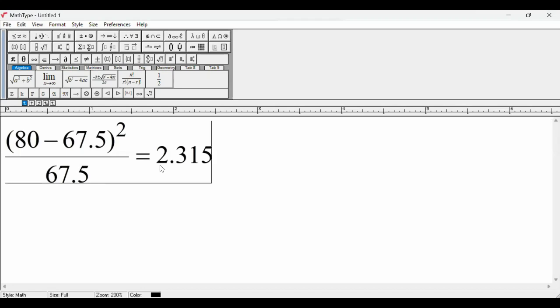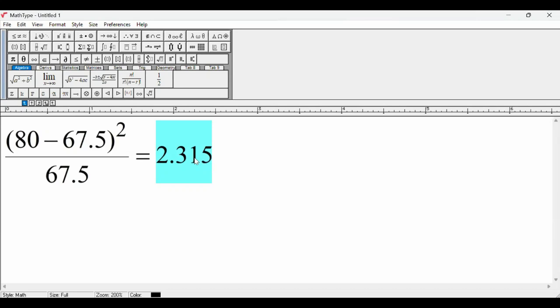So those are correct. No, sir, 2 point. This is 2.315. So it's correct. Yes, sir. Yeah, it's correct.